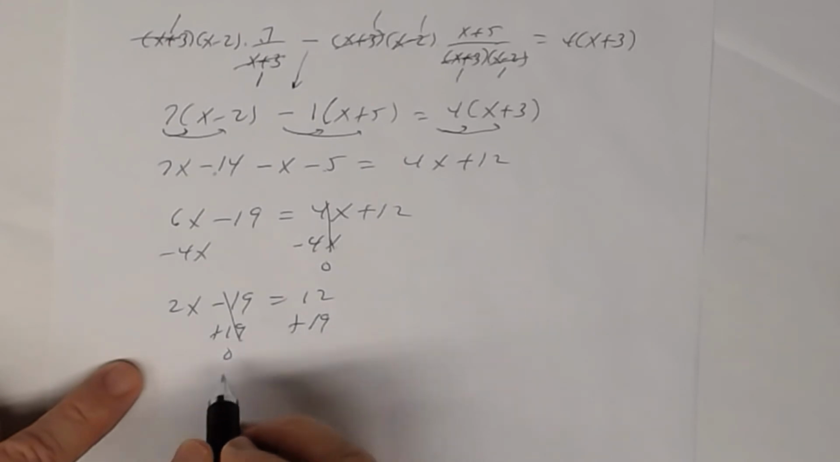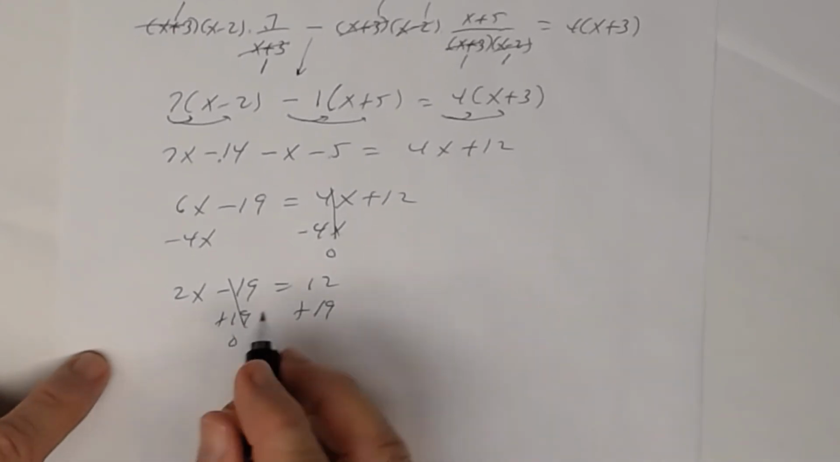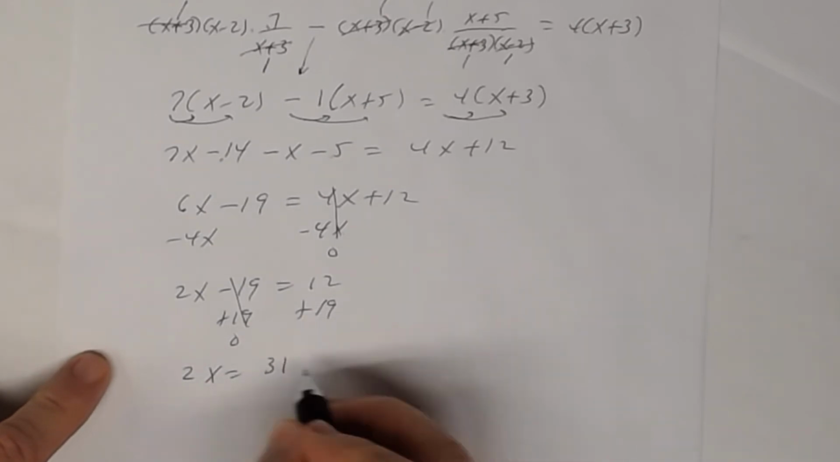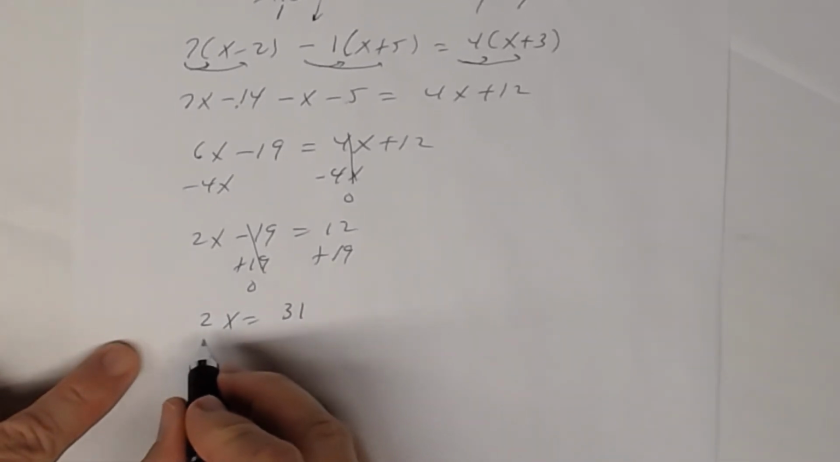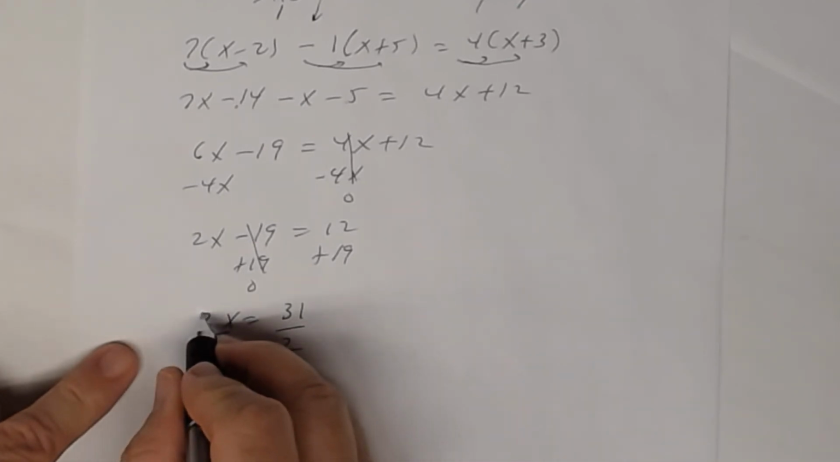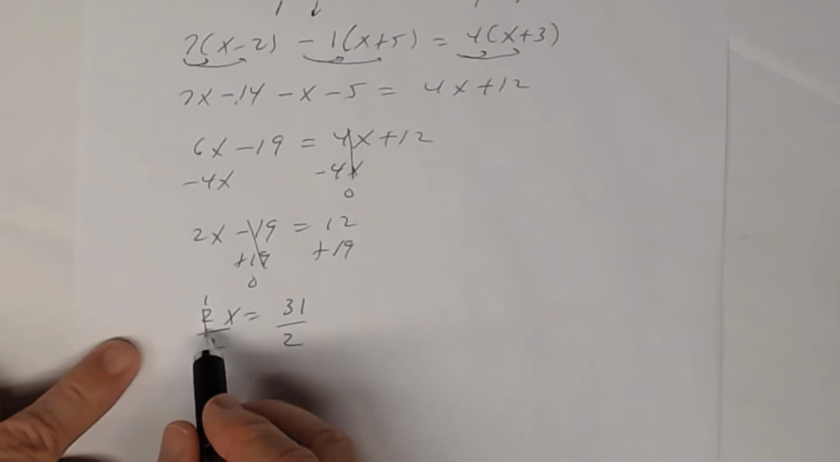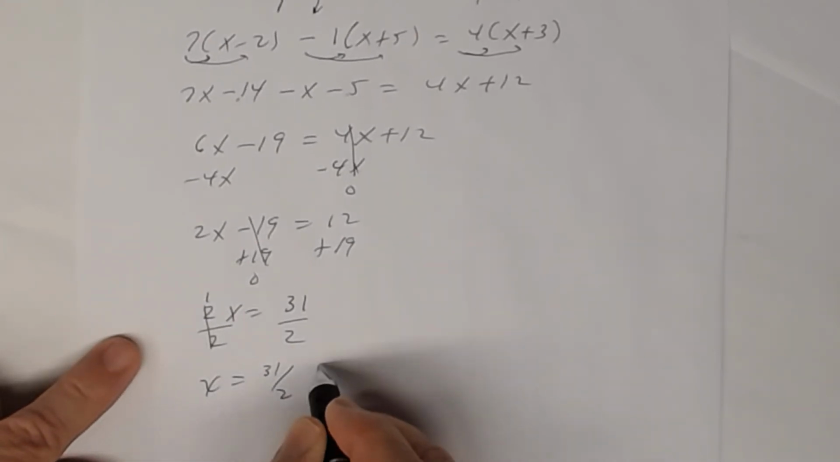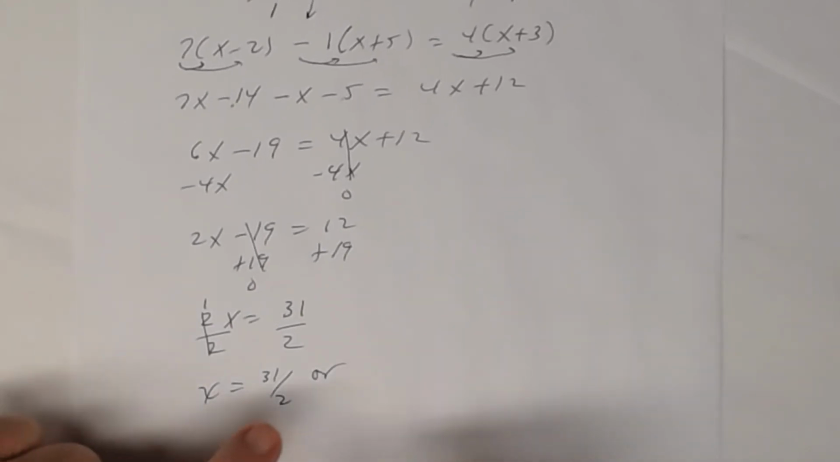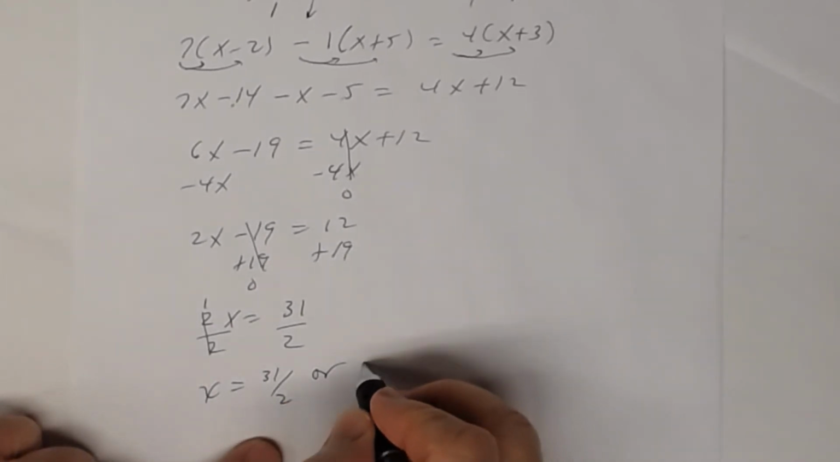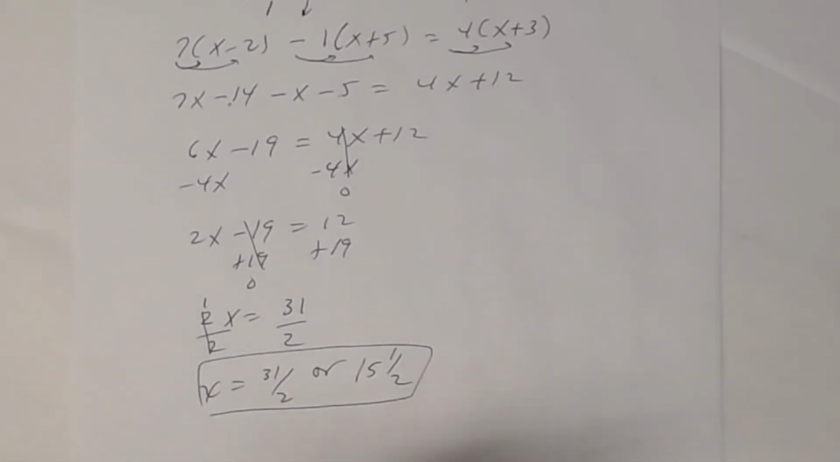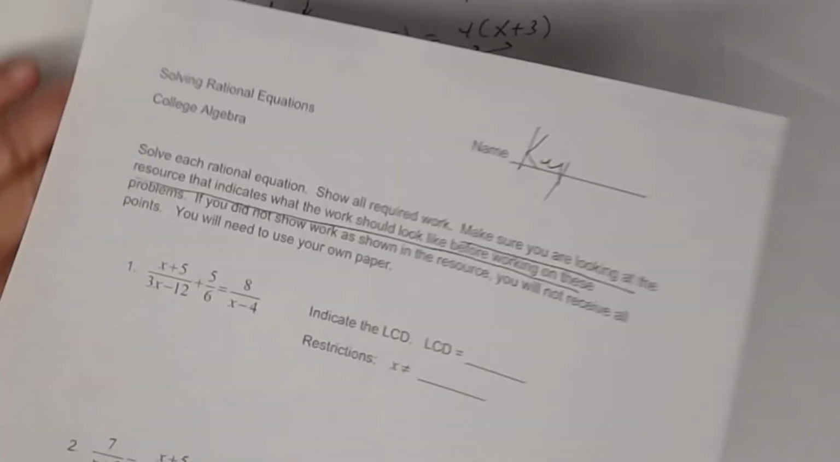All right, and then adding 19 to both sides, and then combining like terms, this is 0. Negative 19 and positive 19 are opposites, so when you add them up, you get 0. So I get 2x equal, and then 12 and 19 is 31. And then the coefficient of x is 2, so the opposite of multiplication is division. So I'm going to divide both sides by that coefficient. When I reduce, 2 divided by 2 is 1, 1 times x is x, so I get x to be 31 halves, which is reduced, but I can write as a mixed number. If I want to write it as a mixed number, I'm going to say 15 and 1 half.